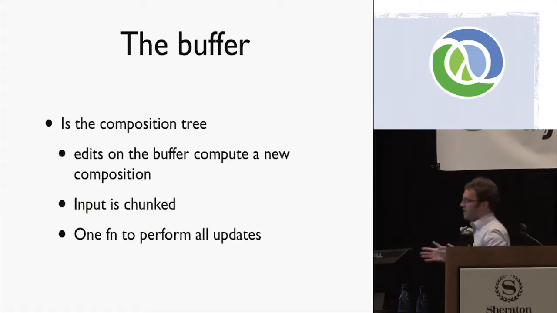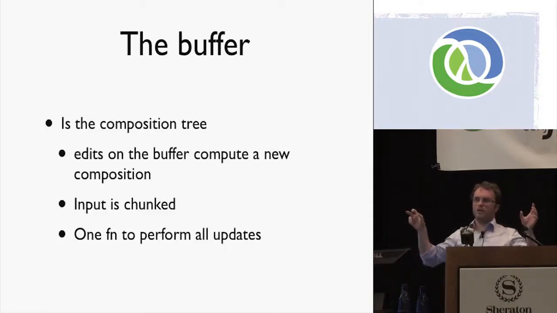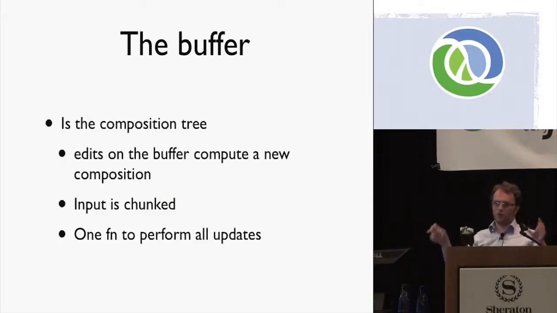I said that input is chunked. So if you remember, I have the input collection, which is a collection of chunks. My chunks by default are lines, or several lines if the lines are too short. And I have simply one function to perform all the updates on the composition tree.